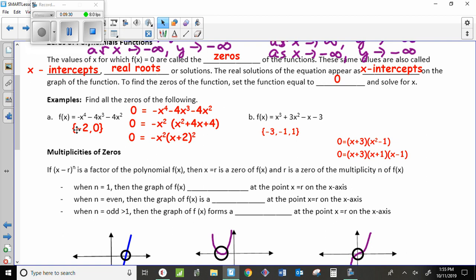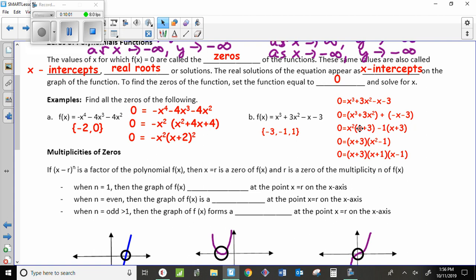Now the same thing is true for the second example. So we set it equal to 0, and then we factor by grouping. You factor out the common factor of the first group, and then factor again by grouping, and you will have the final factors x plus 3, x plus 1, and x minus 1. So the zeros of the function are negative 3, negative 1, and 1.